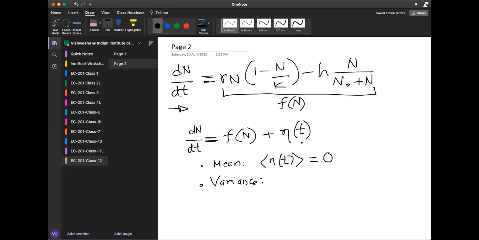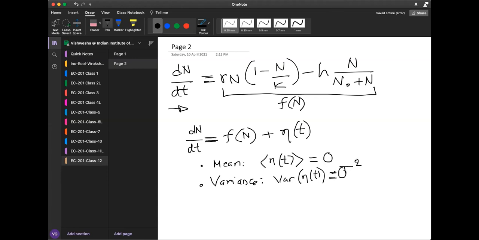Then we have to think of how variable it is. The stochastic variable by definition means that it is not the same at every point in time, right? So we also need to define the variance. I'm not going to write the definition of variance; I'm going to assume all of you know what variance is. Oh, sorry, it's not zero. We should define it by sigma squared. Okay.